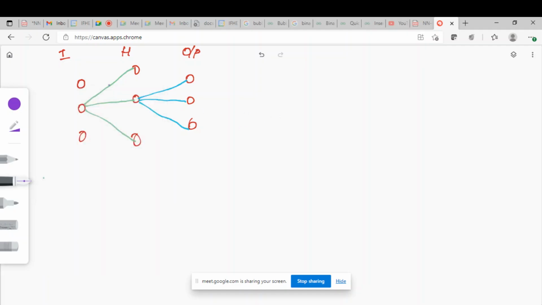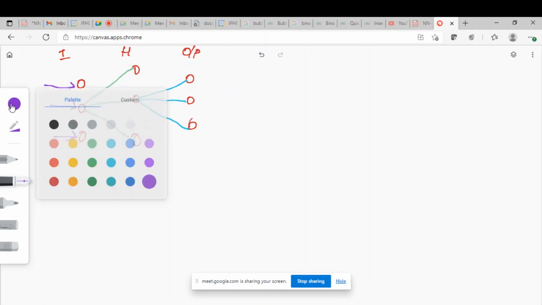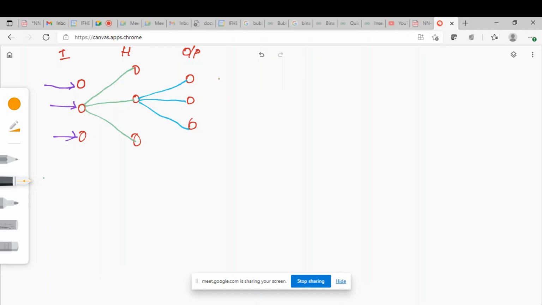These are the actual inputs which are coming here. Maybe this is x1, this is x2, and this is x3. Okay, fine. Now all these neurons are giving some outputs. In the output layer, every neuron will give an output. So this is some output, this is giving some output, this is giving some output.